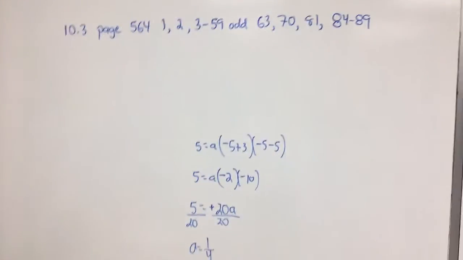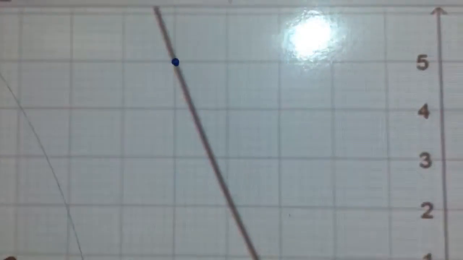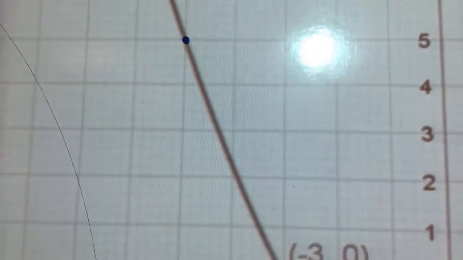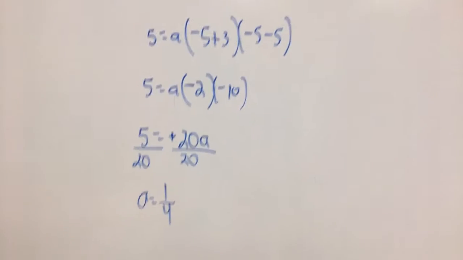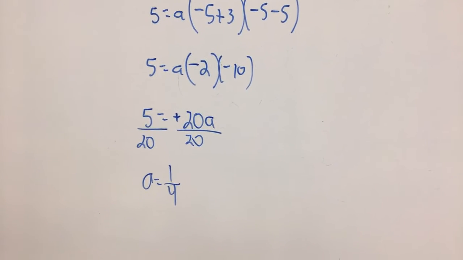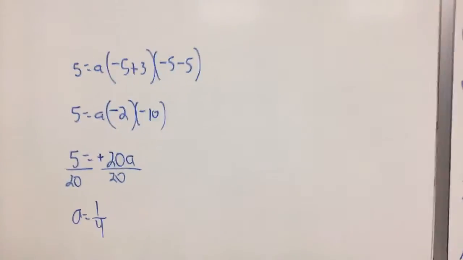All right, and then also I told you that any point would work. You could pick any point on that parabola. I picked this point right here. So what is that? That's like -5, 5. And if I plug -5, 5 in there, look at that, I get the same thing. I get a is equal to 1/4, okay? It will always work, people. It will always work. Okay.